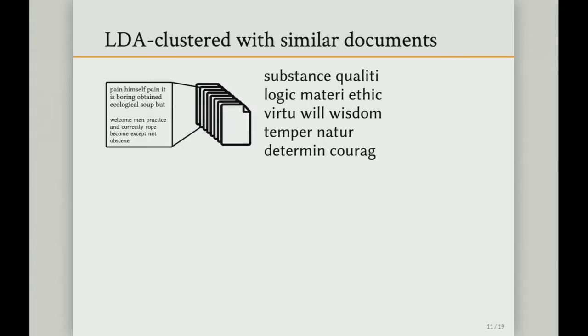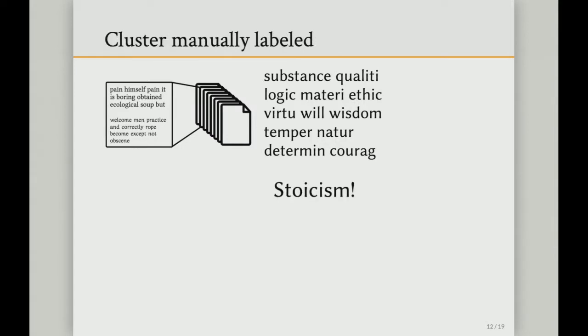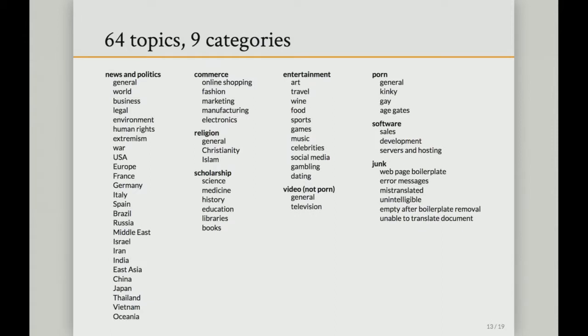And this is great because the characteristic words usually make sense to a human, and we can have someone just look at the characteristic word lists and stick labels on them. So for instance, in this case, Stoic philosophy. On the actual data set, here's the 64 labels for all the pages we downloaded. And then I classified the topics into categories. So we've got a whole bunch of news and some commerce and some entertainment and some religion and what I call scholarship. There's porn, there's software, there's a bunch of junk.